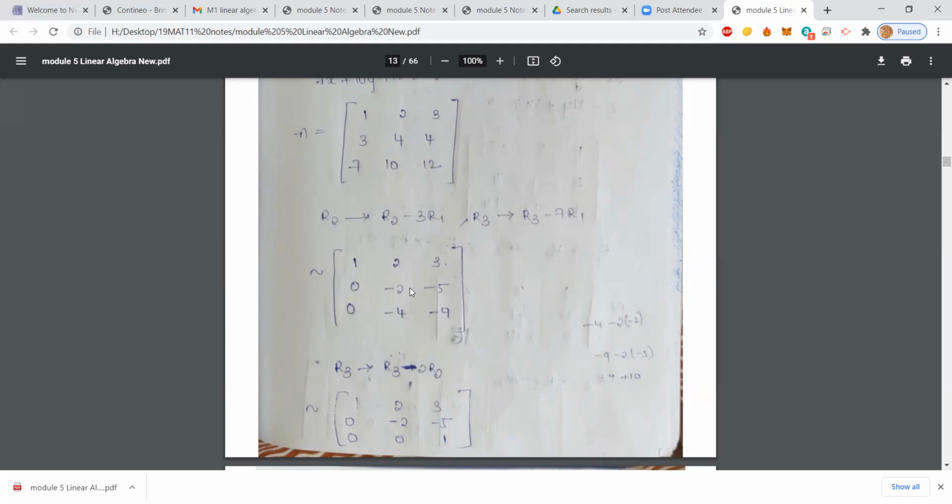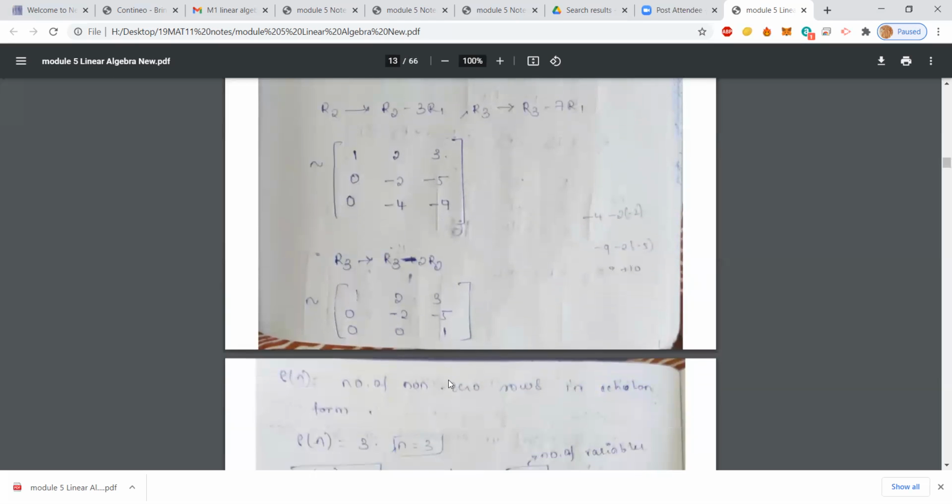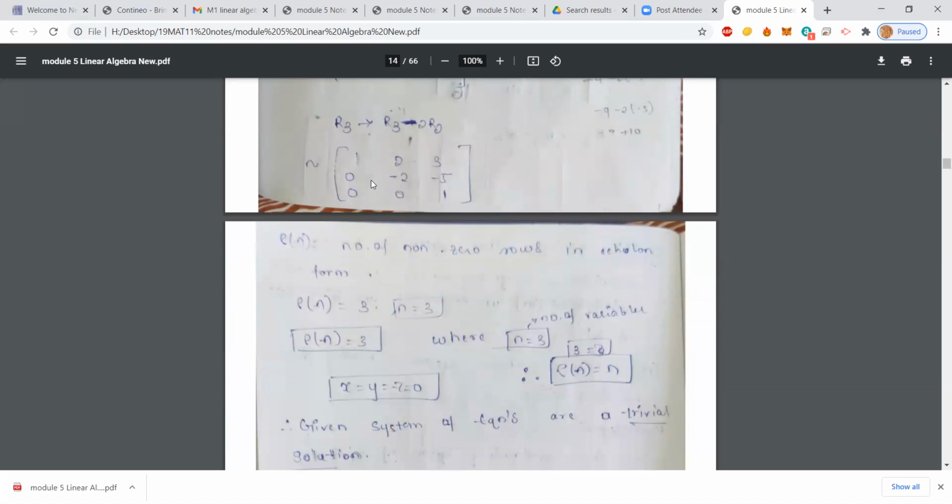Now I need to use this minus 2, that is nothing but the second element in the second column. You need to use minus 2 to make minus 4 zero. So the operation is R3 replaced by R3 minus 2 R2. The resultant matrix will be 1, 2, 3, 0, minus 2, minus 5, 0, 0, 1. Now consider the third element in the third column, below which nothing is there, so no need to do an elementary row operation. Now the coefficient matrix A is in echelon form.